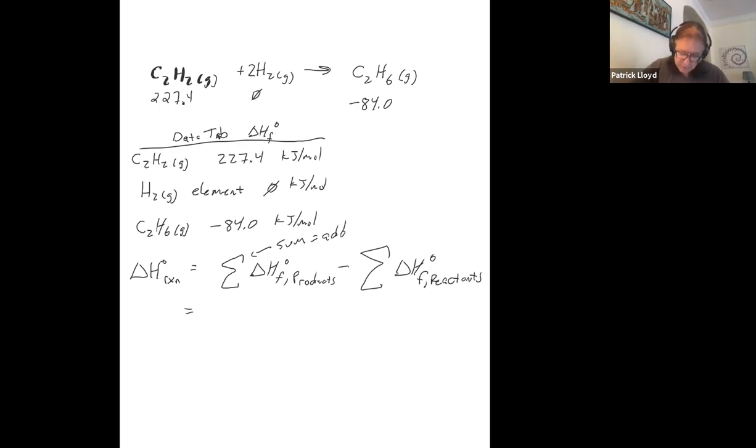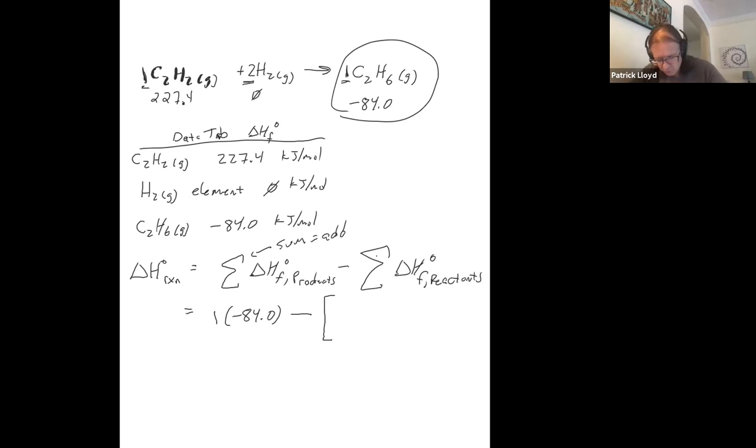So there's one product. So you do products first. So here's the product. There's only one product. So it's 1 mole, there's a 1 there, times minus 84.0. I'm not putting the units in, I'll go back and do that. Minus the sum of the reactants. Since I'm doing the sum of more than one thing, I'm going to put brackets there. You have a 1 here and a 2 there. So 1 times 227.4 plus 2 times 0.